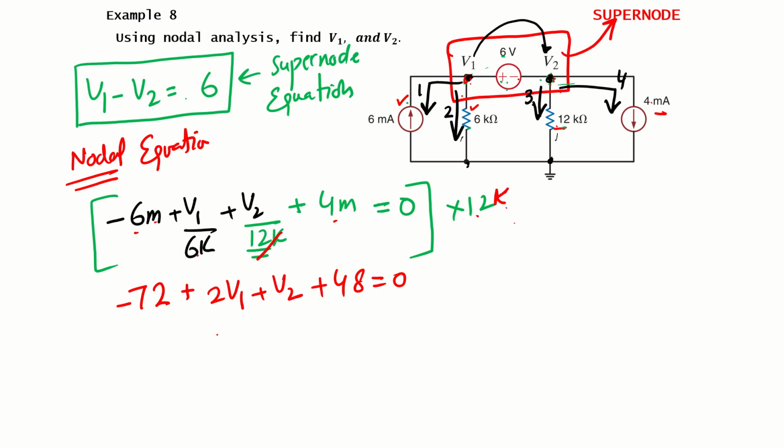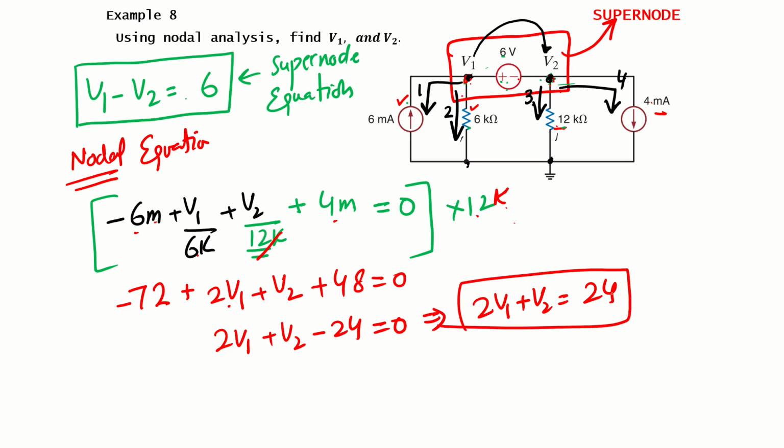Let's rearrange it. So I have 2 times V1 plus V2, and I have minus 72 plus 48. What is minus 72 plus 48? That will give me minus 24 is equal to 0. This we can rewrite as 2V1 plus V2 is equal to 24. This is my second equation, and this was my first equation that we got using the supernode. So two equations to one node, rearrange them and get the values of the variables.